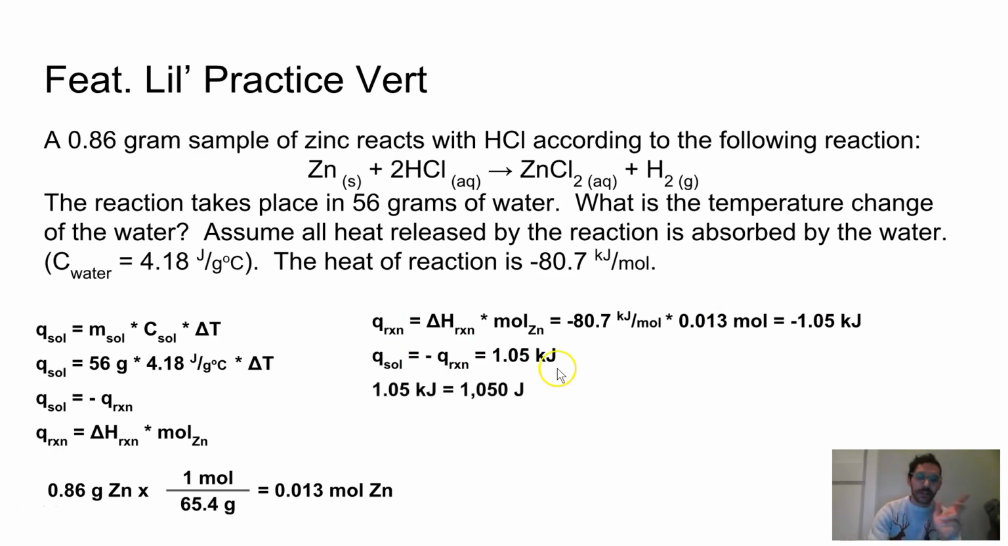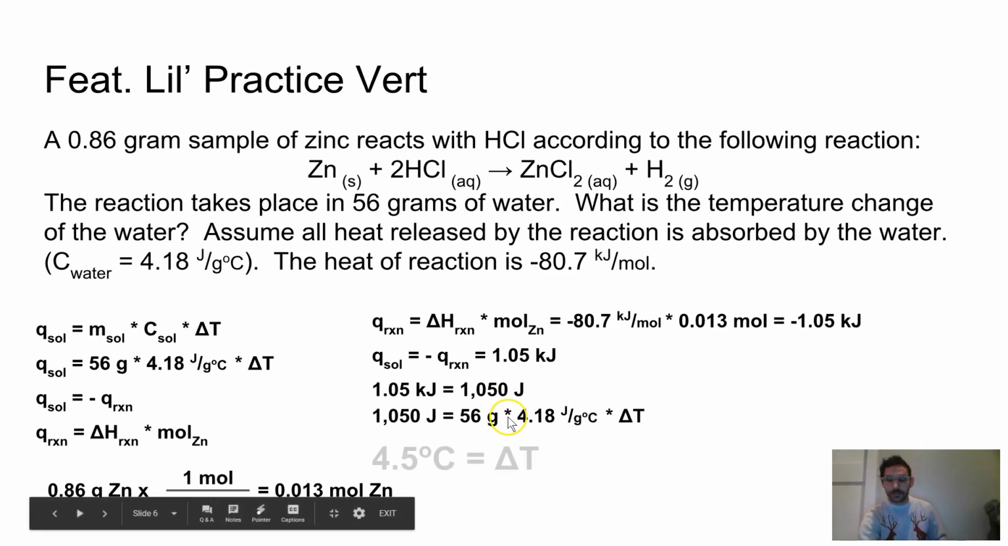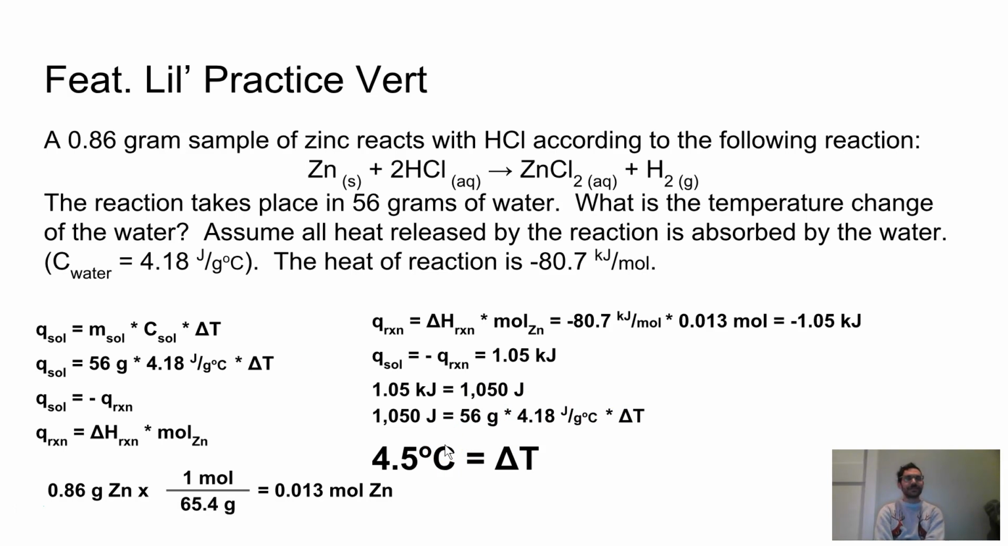And so I got to convert my kilojoules to joules. I should know that there's 1,000 joules in a kilojoule. Kilo means 1,000. And so now I can plug this into Q and figure out delta T. Let's do it up. And then we can simplify, divide over, and get our delta T, our temperature change. Temperature change should be 4.5 degrees Celsius. Our water should get a little bit warmer because this thing's going to get hot.